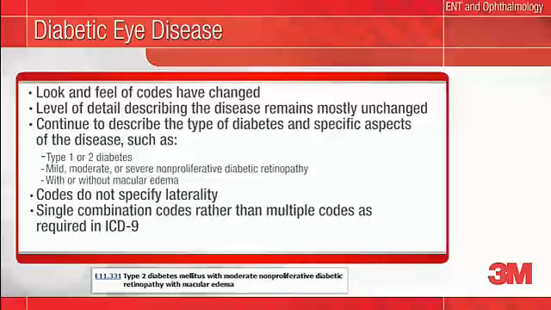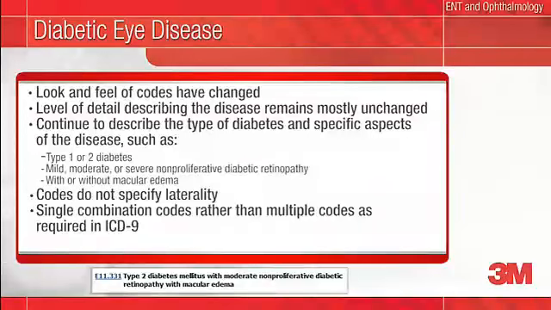The look and feel for codes describing diabetic eye disease have changed, but the level of detail describing the disease remains mostly unchanged. This means that your documentation doesn't need to change as long as you are currently documenting the type of diabetes as type 1 or type 2, because the codes are different, and you are using terms to specifically describe aspects of the disease. For example, mild, moderate, or severe non-proliferative diabetic retinopathy and with or without macular edema.